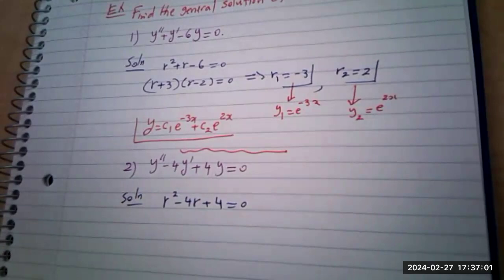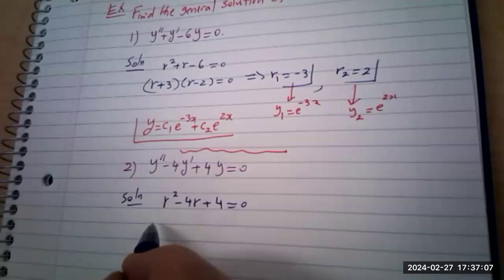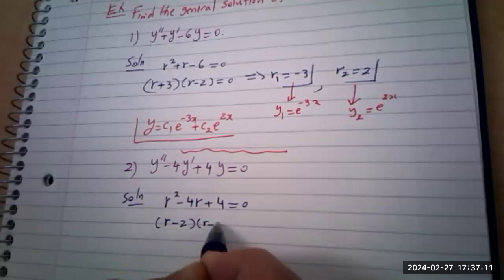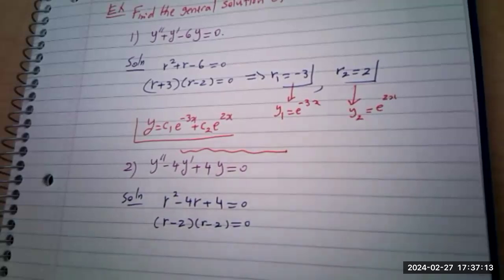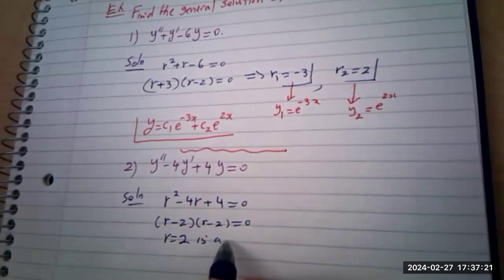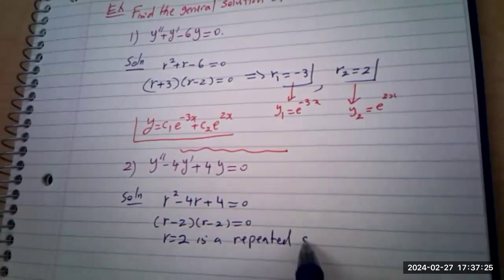Factor it. What are the numbers? Minus 2, okay. r minus 2 times r minus 2, equal to (r minus 2) squared. So it's a repeated solution. So r equal to 2 is a repeated solution.